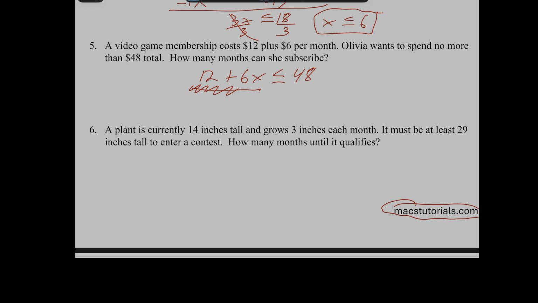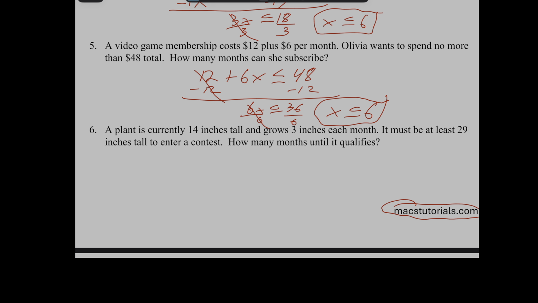Okay, she can blow all of her money. That's fine. So I'm going to subtract 12 from both sides. I'm going to get 6x less than or equal to 36. And once I divide each of these by 6, x is less than or equal to 6. So she can subscribe basically for 6 months. If she goes beyond 6 months, she's in some trouble.